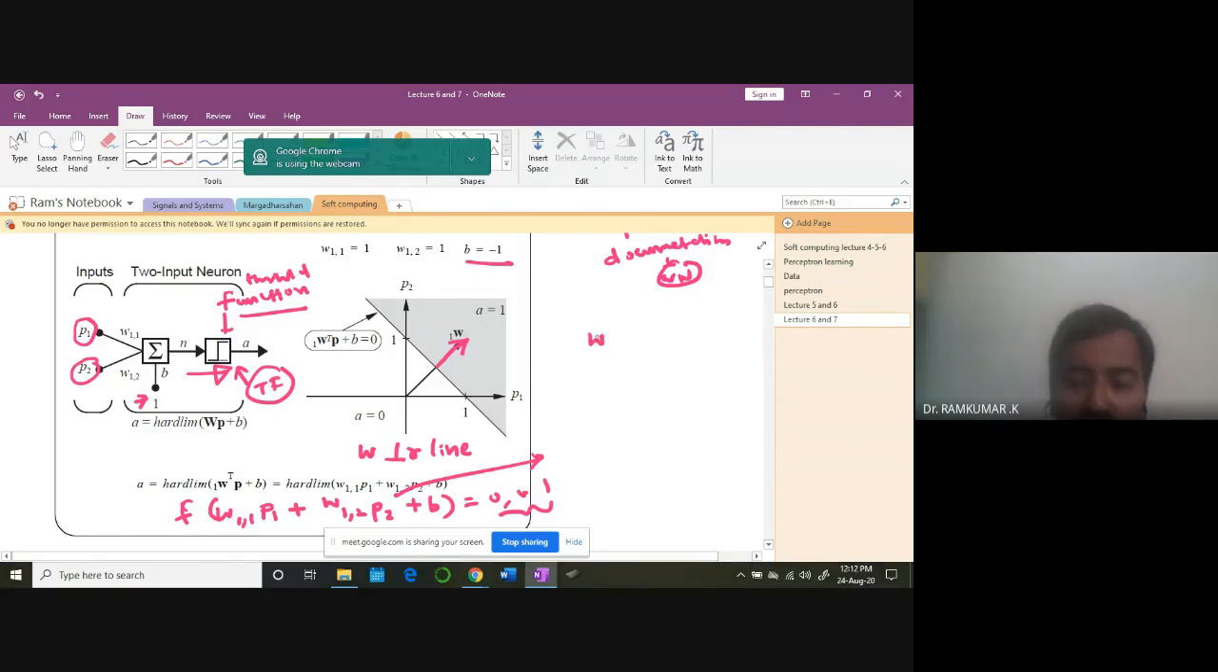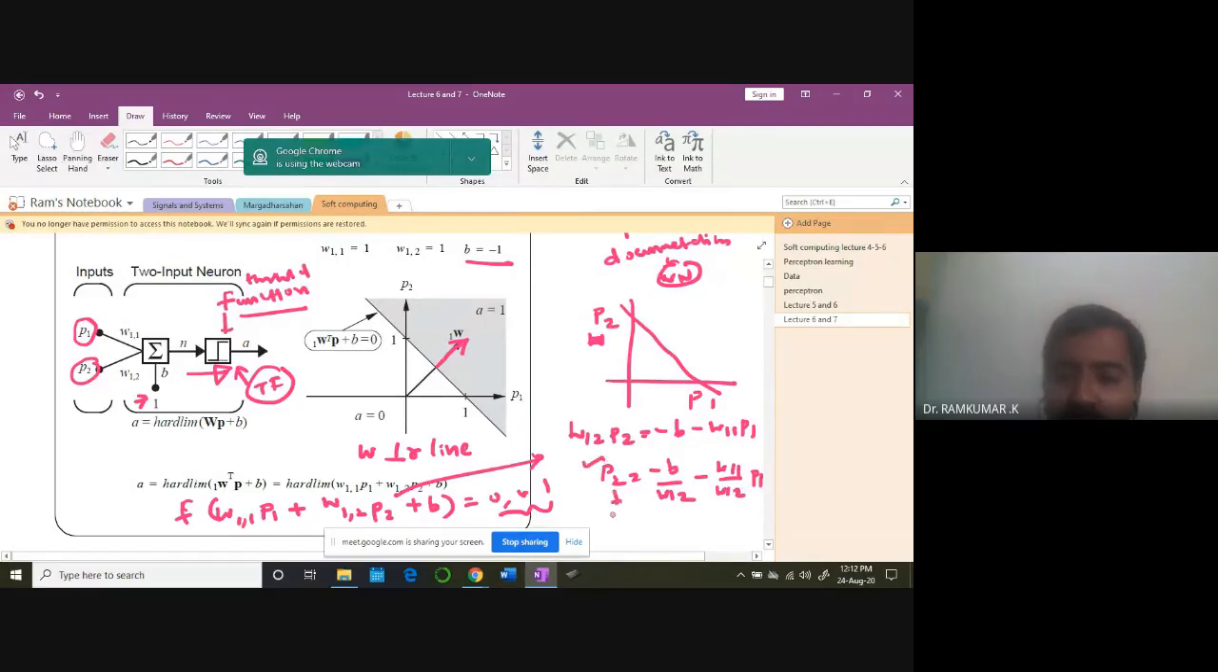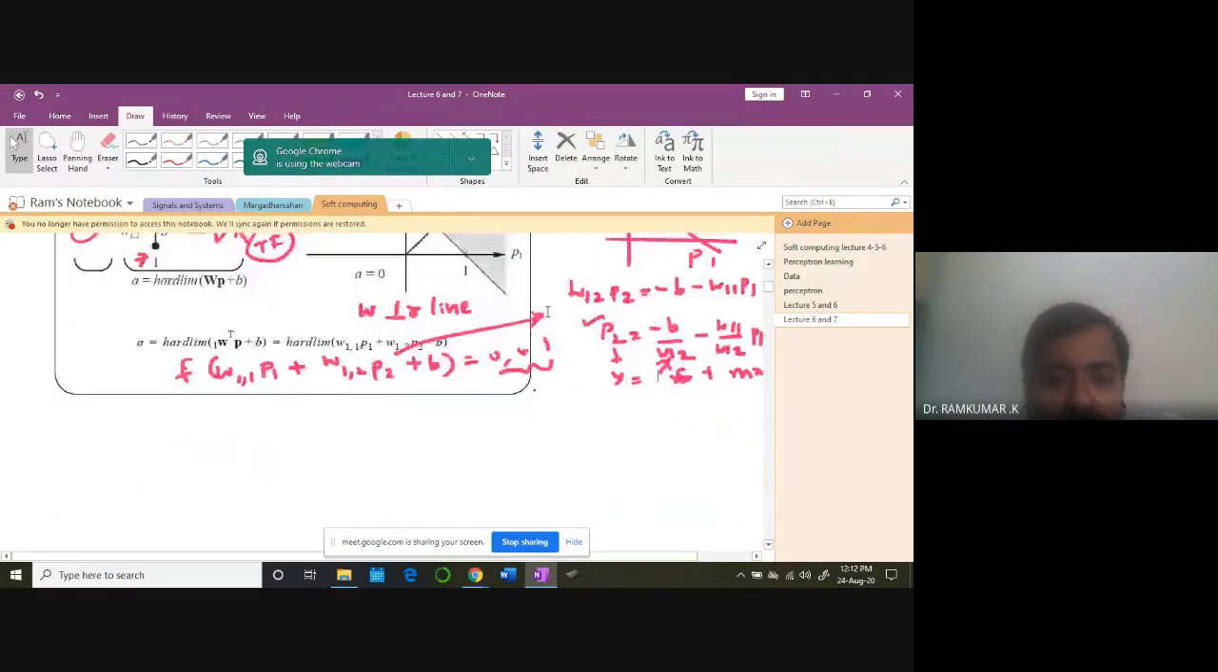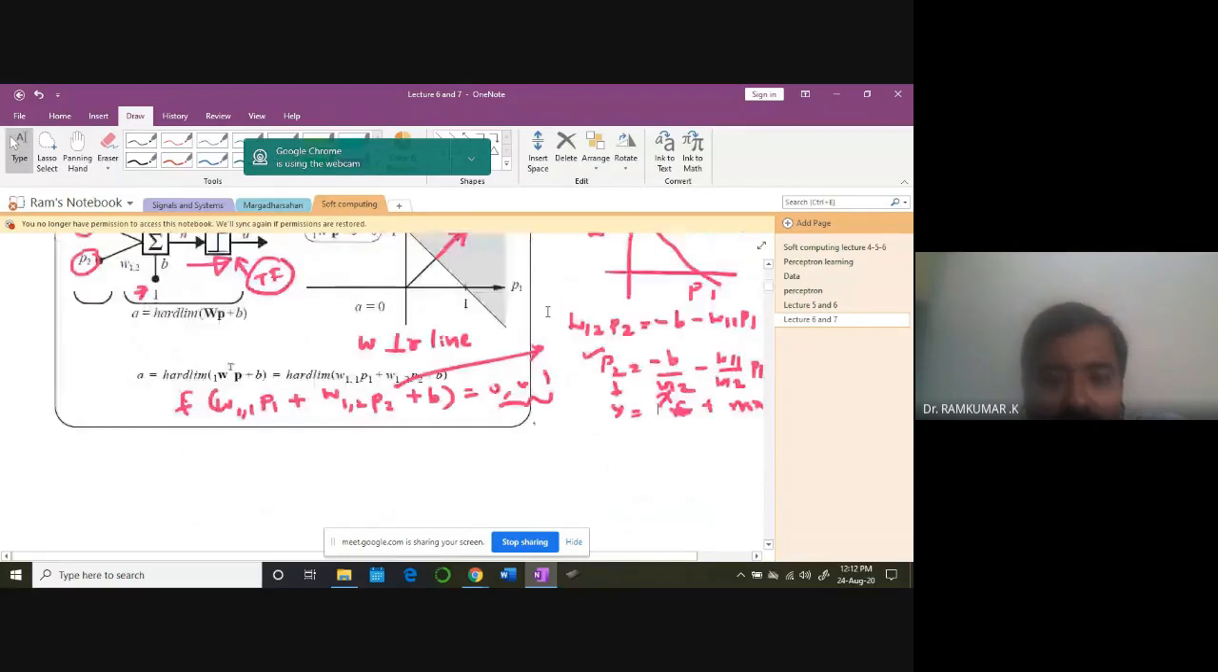If you want to work it out for P2, this is the P2, P1 pattern, and we want to mark this line. So the line equation will be W12 P2 = -B - W11 P1. Therefore P2 = -B/W12 - (W11/W12) P1. So this will be the line equation, like y = mx + c, where the intercept is -B/W12. So that's the kind of line we are talking about, for a two-input neuron. I think everyone is feeling comfortable with this expression.